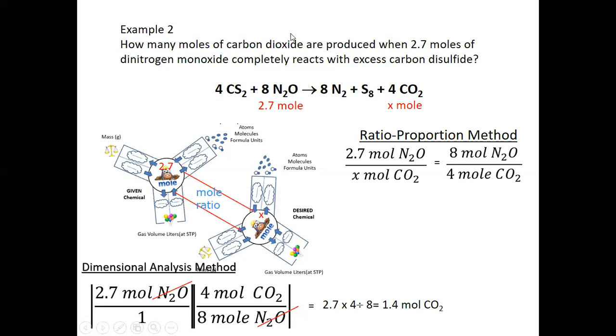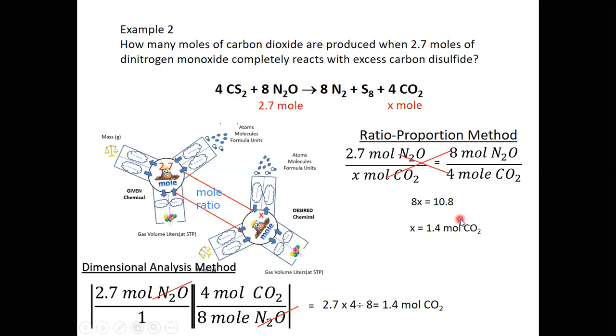Next thing we do is we cross multiply. That would allow us to turn this into an equation. So we multiply 8 times x, 4 times 2.7. In doing that, it turns into an equation. The equation becomes 8x is equal to 10.8. We can solve for x now by dividing each side by 8. And lo and behold, we get the same value from the other method, 1.4 moles of carbon dioxide.